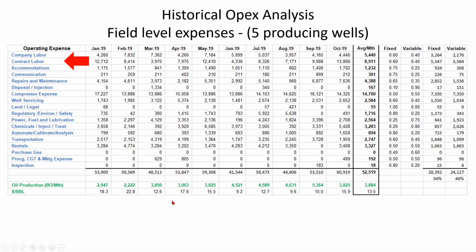We can look at the different items. Contract labor seems to be a big number per month. The compressor expense is a pretty big number. So we have to look at that and analyze it. But you can add up all the numbers, and at the bottom are the monthly totals. And the average is about $52,500 a month for the field.